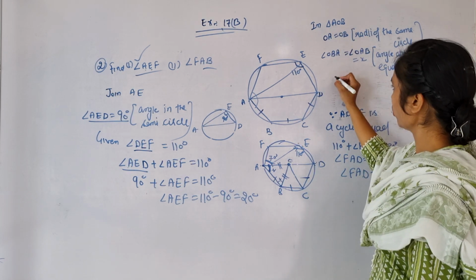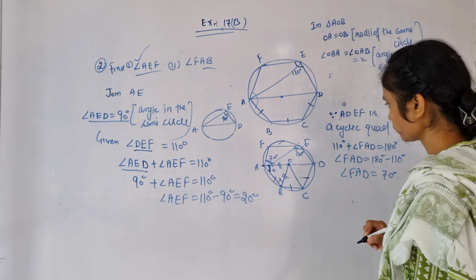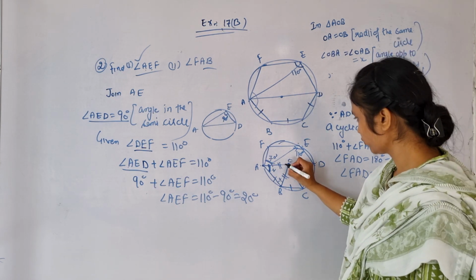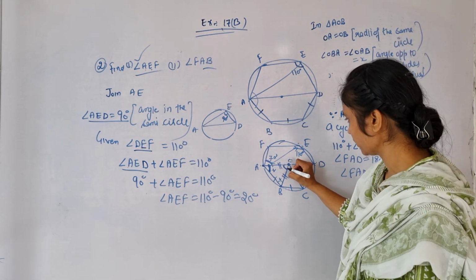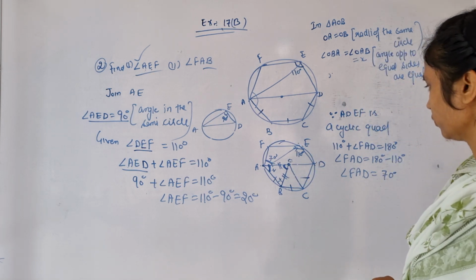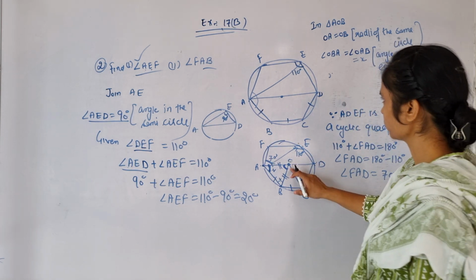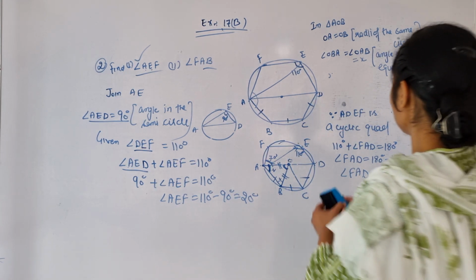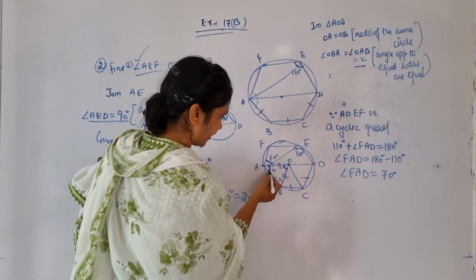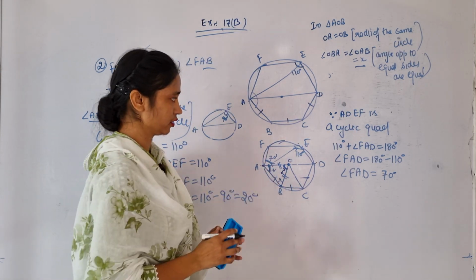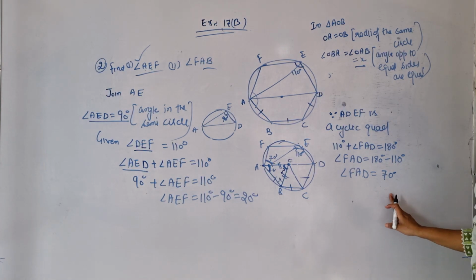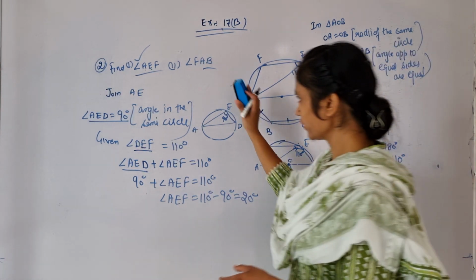Now in triangle AOB, before applying that result, this angle we need to calculate. We need to calculate this angle first. What would be this? I hope this much is clear to you. I am going to rub it from this side.